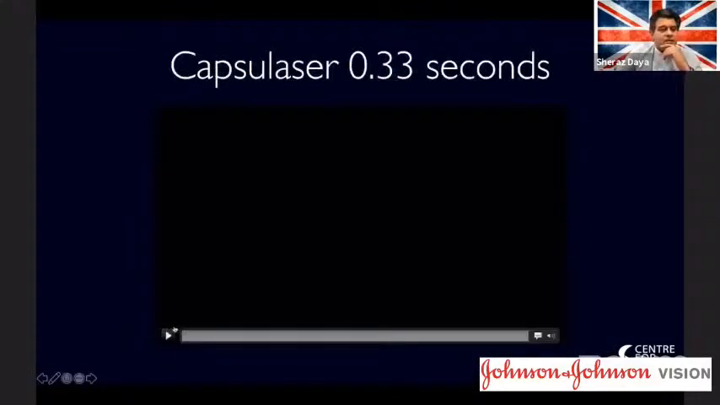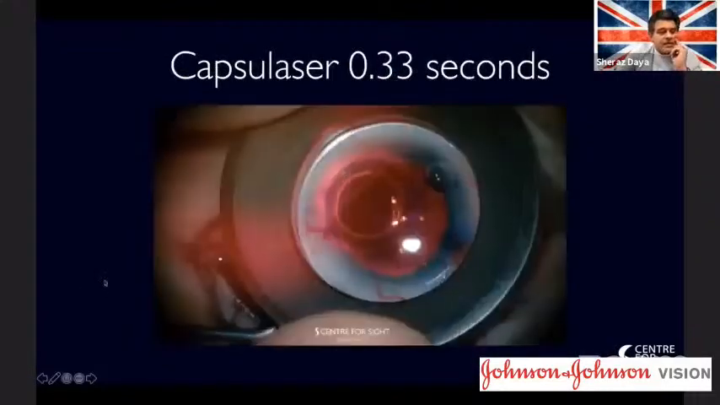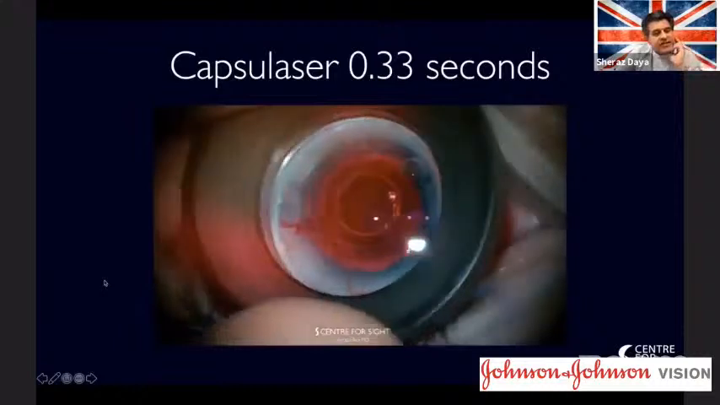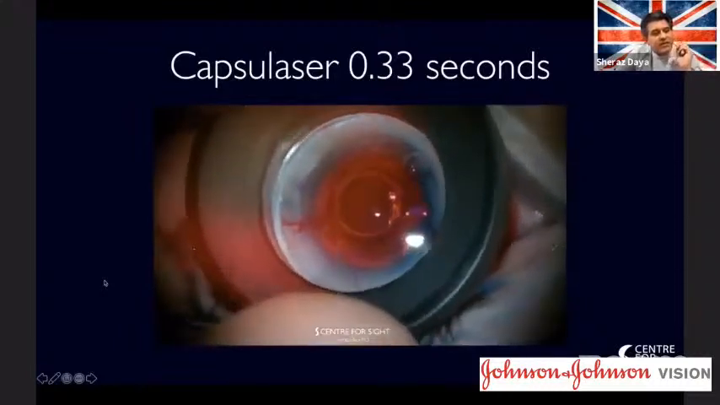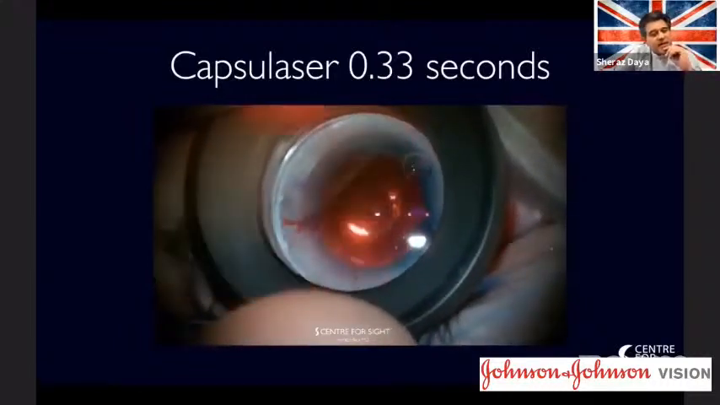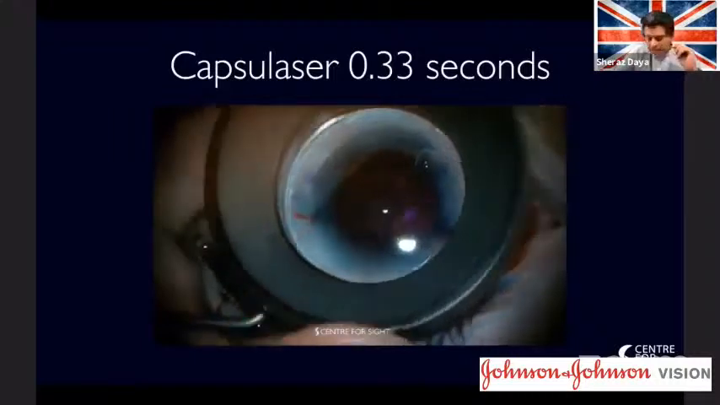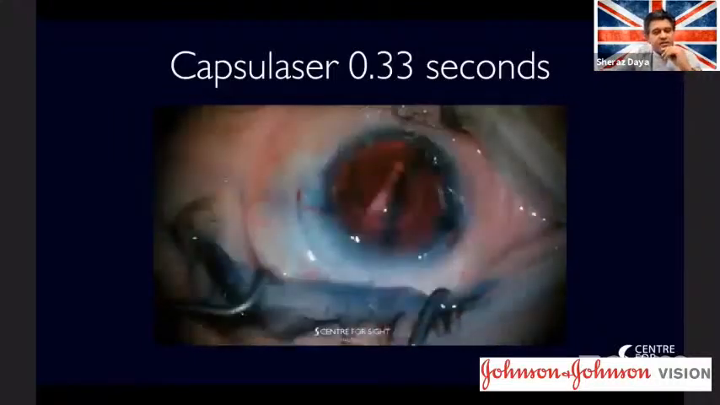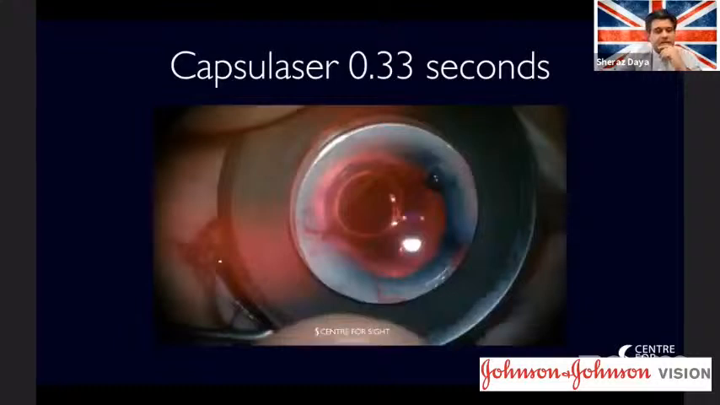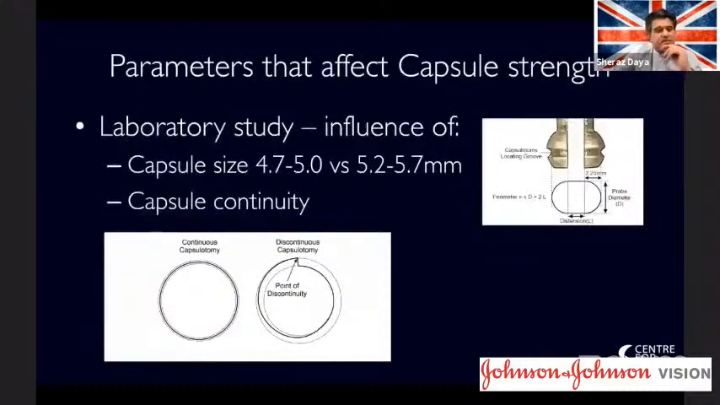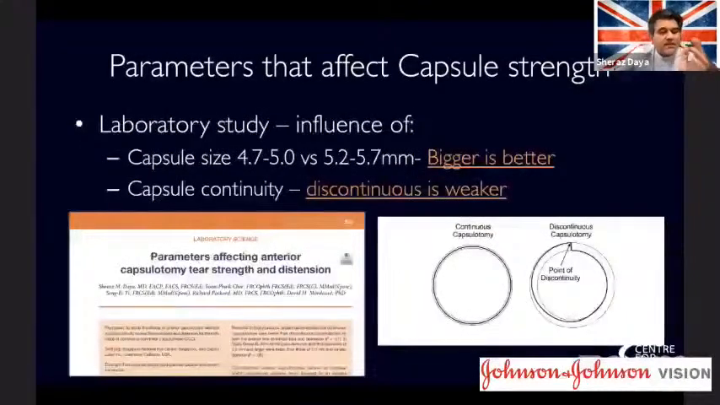This is the capsule laser, and you can see, this is just to illustrate this, it's even faster now. It used to be a second, and now I can do a capsulotomy in 0.33 seconds. And that's it there. So that has quite a few advantages, which I shall discuss in a moment. But what we did find, in collaboration with Sunfik Chi, I expect she's gone to bed now, is that bigger capsules in this sort of range are stronger, and discontinuous capsules are actually weaker.